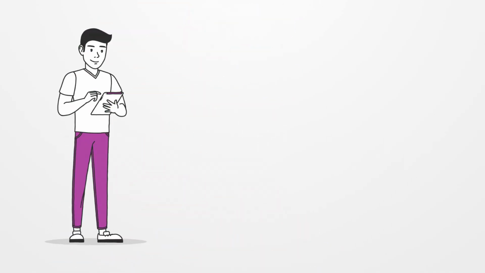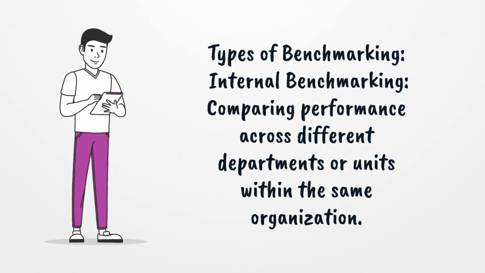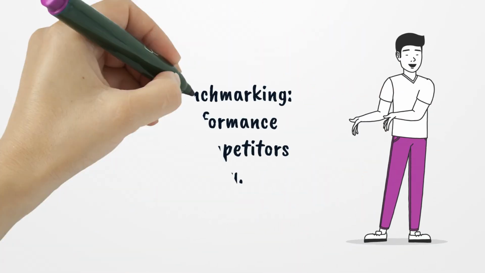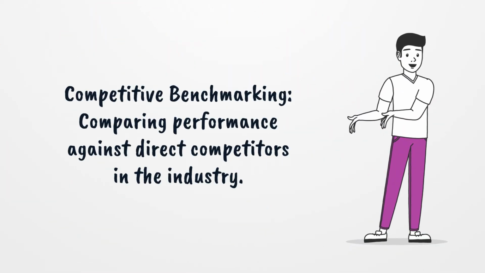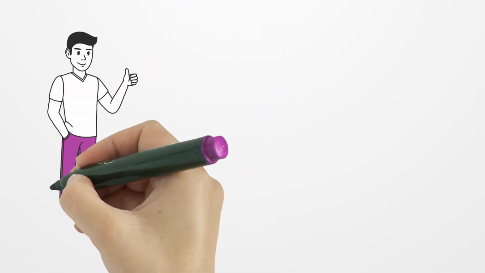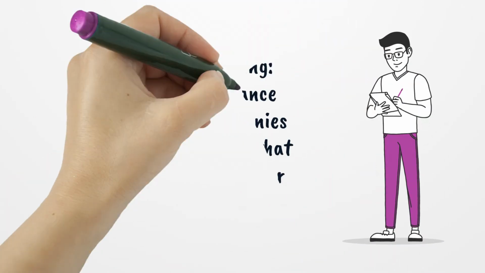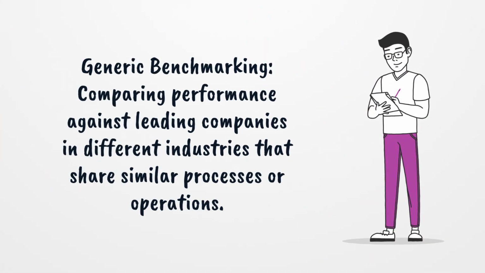Types of benchmarking. Internal benchmarking, comparing performance across different departments or units within the same organization. Competitive benchmarking, comparing performance against direct competitors in the industry. Functional benchmarking, comparing specific business functions, such as supply chain management or customer service, with the best performers in that function, regardless of the industry. Generic benchmarking, comparing performance against leading companies in different industries that share similar processes or operations.